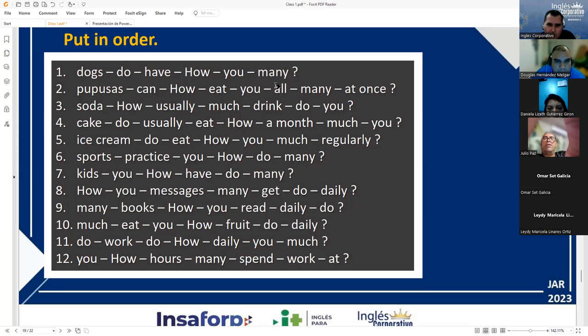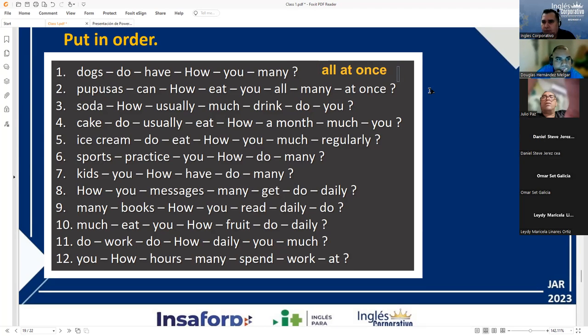How many pupusas can you eat? All at once. De un solo, all at once. De una sola vez. Como decía mi tío, de un tiro. Okay, so, all at once. How many pupusas can you eat all at once? Okay.